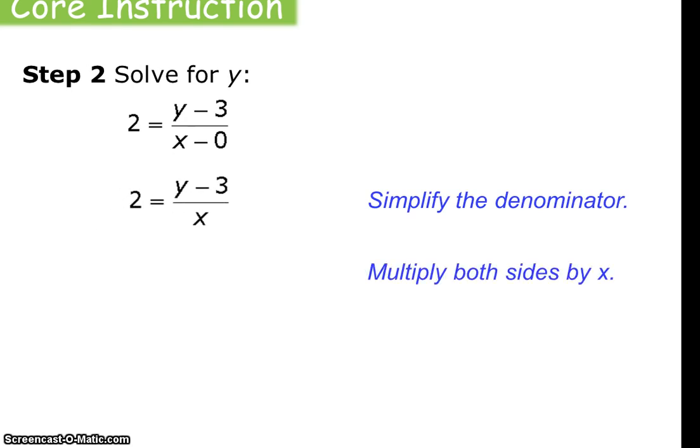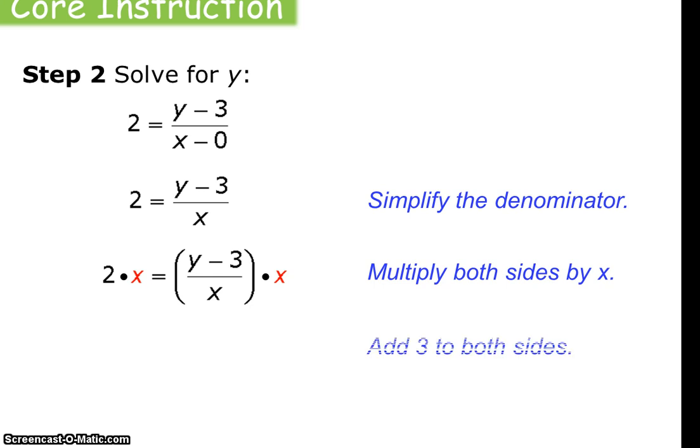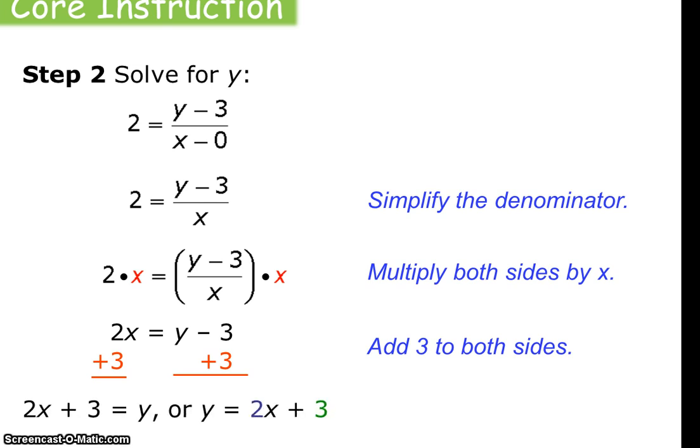Simplify the denominator, multiply both sides by x. That gives me 2x equals y minus 3. I'm going to add 3 to both sides, and that's going to give me 2x plus 3 equals y, or y equals 2x plus 3. We always want to solve for y. We like to put the equation for a line in y equals form.